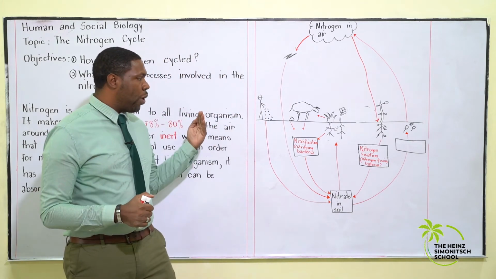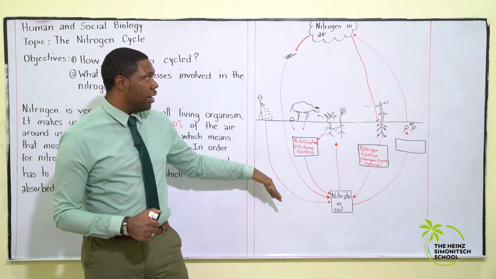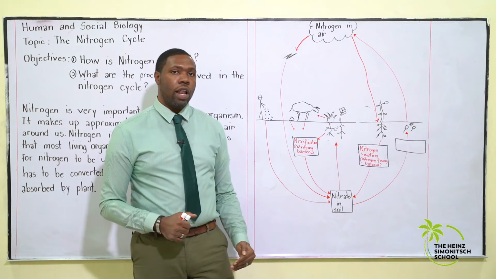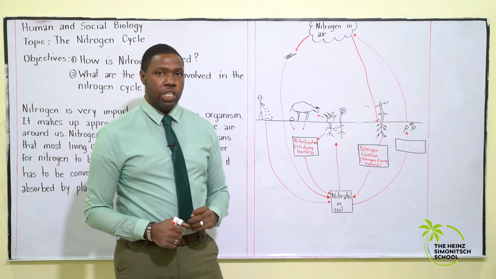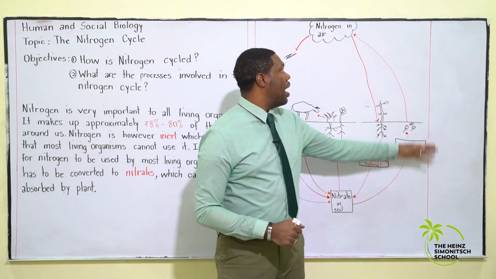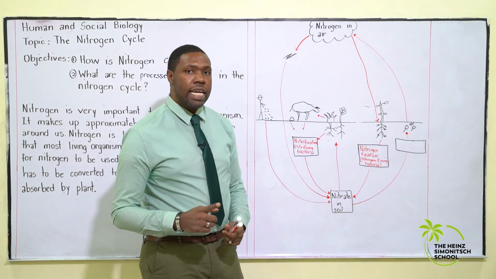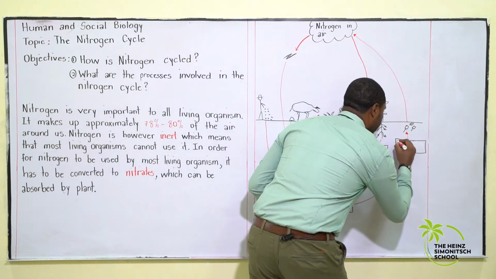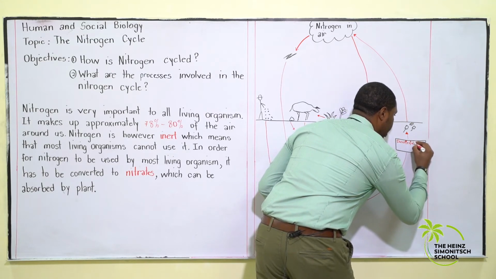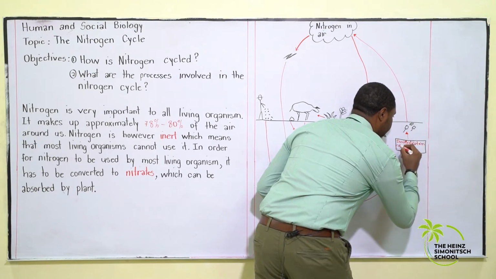Now, so far we have seen how nitrogen has been converted to nitrate, but how is nitrate then converted back to nitrogen? Well, we have bacteria in the soil called denitrifying bacteria. And what they do, they take nitrate, denitrify it, and then it returns to the atmosphere as nitrogen. So we call this process denitrification. And this is made possible by denitrifying bacteria.